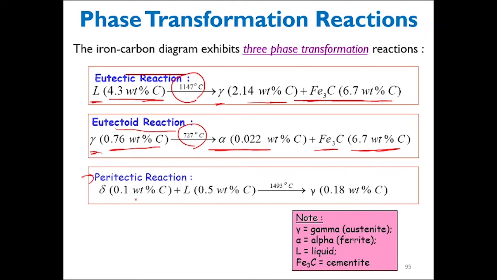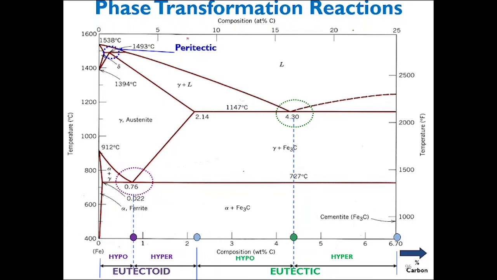Lastly, for the peritectic reaction, delta ferrite with a composition of 0.1 weight% carbon plus liquid with 0.5 weight% of carbon at 1493 degrees Celsius will transform into austenite with a composition of 0.18 weight% of carbon. This figure shows in detail the peritectic, eutectoid, and eutectic phase transformation reactions.